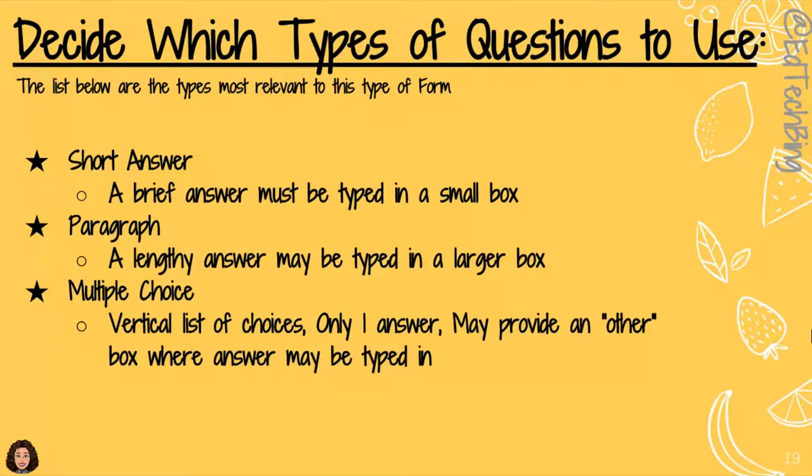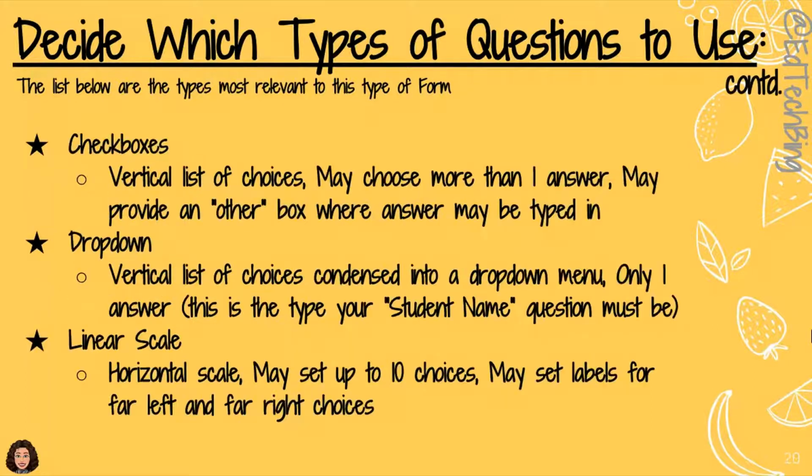A multiple choice question has a vertical list of choices, only one answer. However, you may provide an other choice where the responder can type in a box any answer he or she chooses. Checkbox questions have a vertical list of choices. The responder may choose more than one answer. And for this one, you may also provide the other box where the responder may type in their own answer.